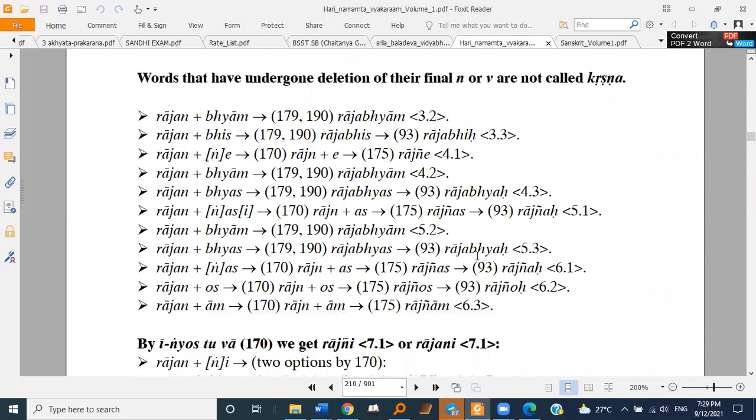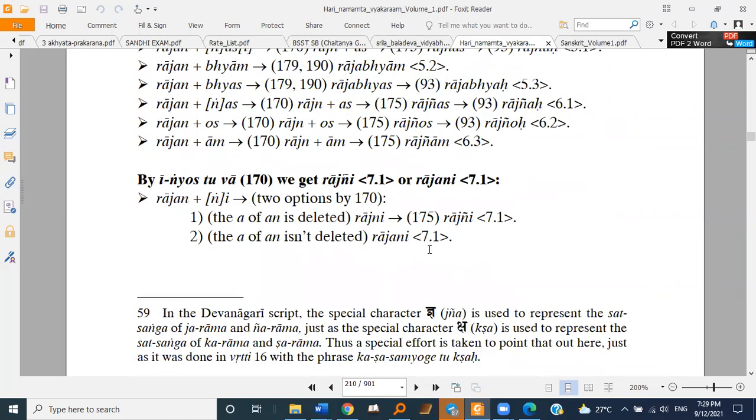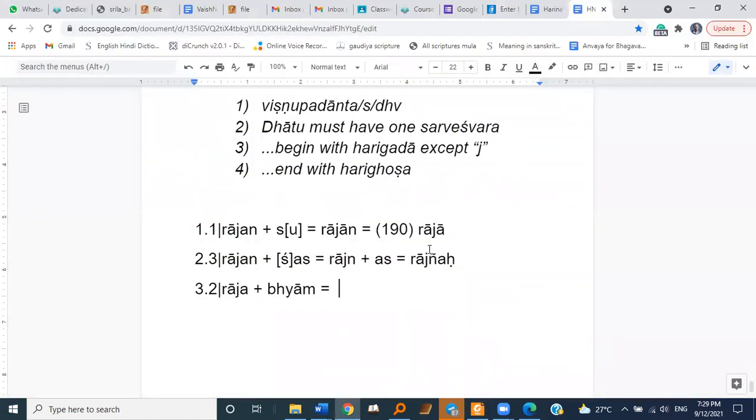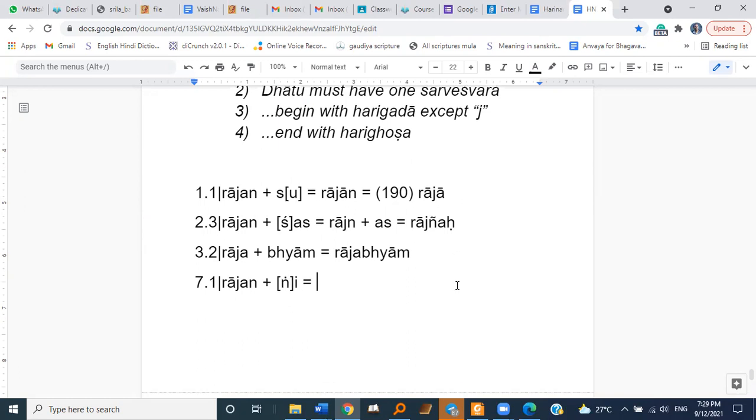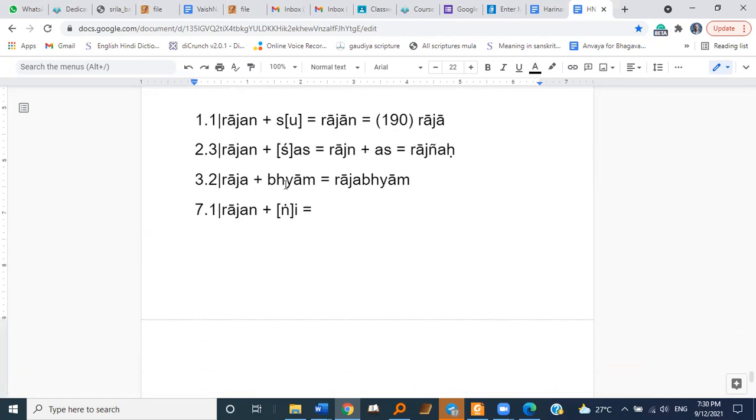Then Rajabhihi ityadi. And in 7-1, Rajan Yuktami. So Varma Satsanga, that sutra is optionally applied in 7.1. So when it is not applied, then Rajani, and when it is applied, then Ragni.